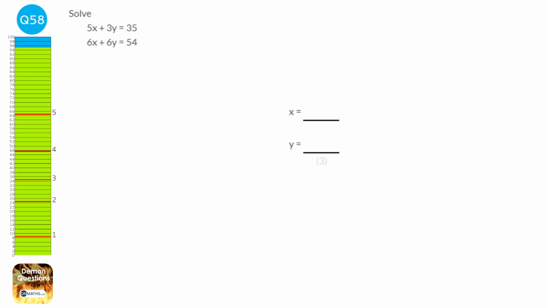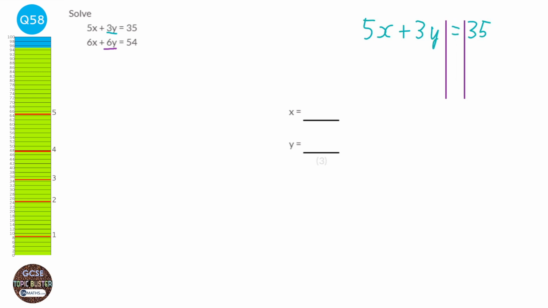So the first thing we notice is the coefficients of the x's and the coefficients of the y's are different. But if we look at the y's, they are very similar. So we've got 3y and we've got 6y. So all we need to do is times everything in the top equation by 2 and then they'll be matching. So we're going to write out the first equation again. And what we're going to do is multiply everything in it by 2.